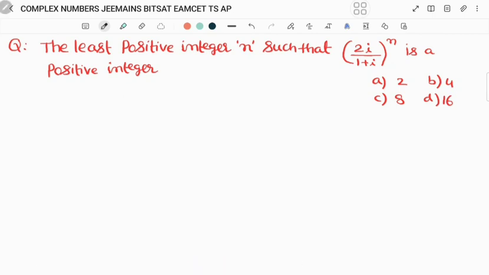The question here: the least positive integer n such that (2i/(1+i))^n is a positive integer. So for what value of n is it? First, we take n equal to 2 and check whether it is a positive integer or not. We will do option verification for this one.